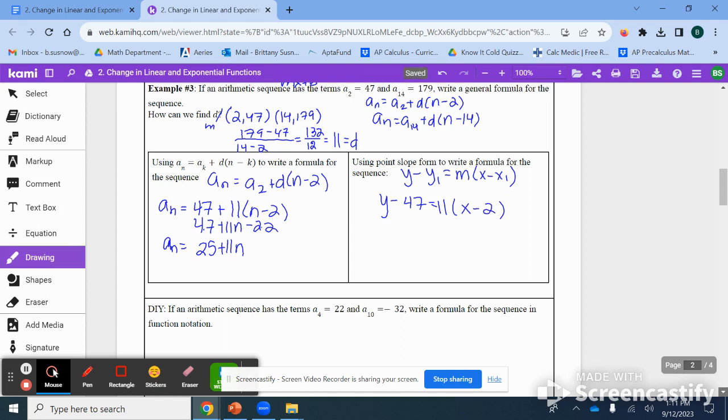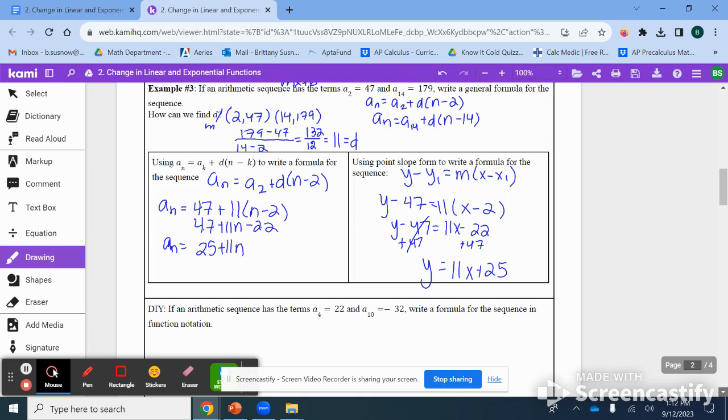And you guys should see it's almost identical to this. We have the 11 times n minus 2. Here, we're going to be adding 47 anyways, which is what they have here. So they're matching. I'm just showing you both ways you can choose to do it. y equals 11x minus 22, add 47, and you get 11x plus 25. They're the same equation.